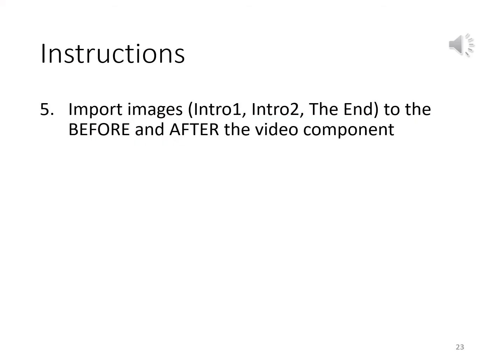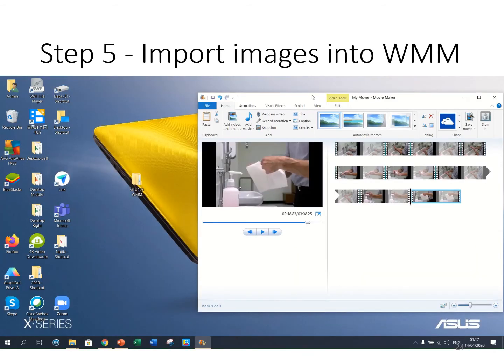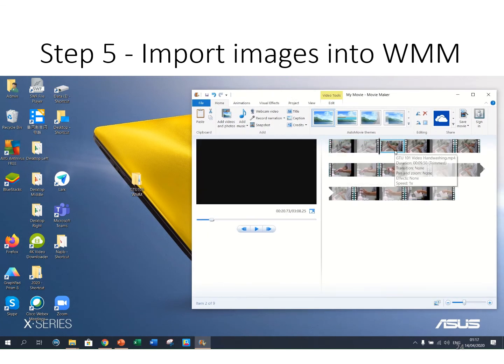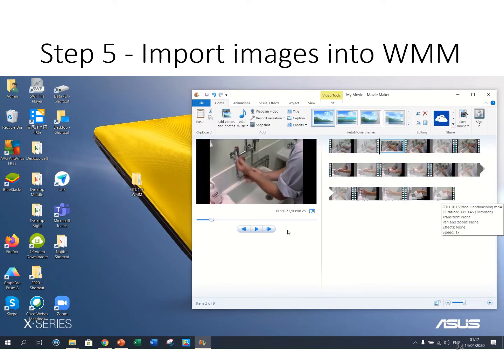Now we have come to step number 5. We have to import the images that we have created just now into Window Movie Maker. Let's do that. Okay, back to the desktop again. This is the Window Movie Maker file from just now. We have split the video into 9 parts.